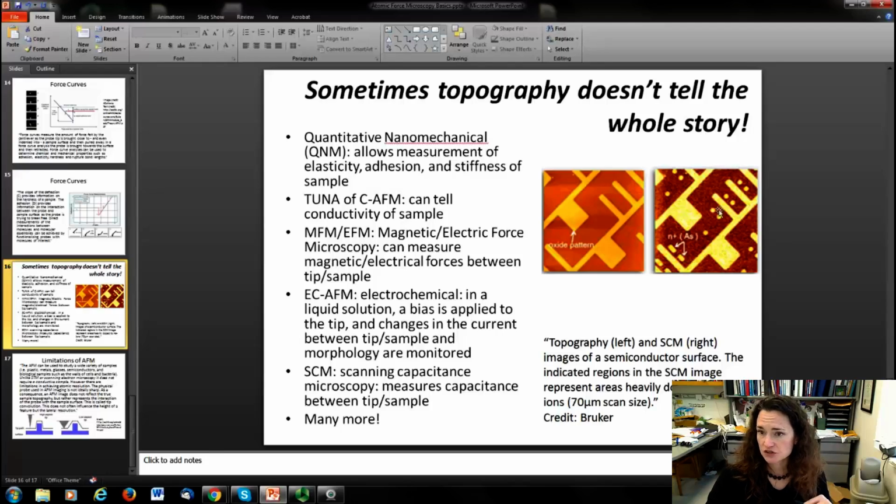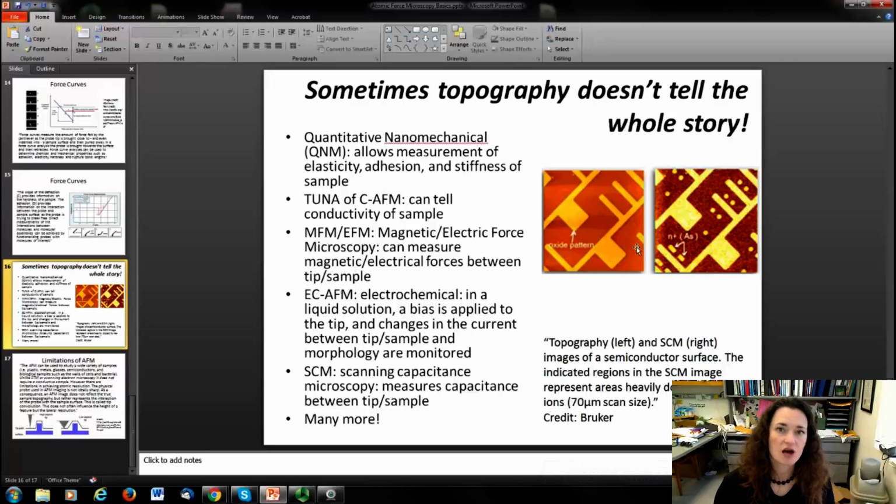Specifically, you can see these little dots, and within these dots, if you know what you're looking at, this represents areas that have been heavily doped by arsenic ions for that particular sample. And so you can see that the capacitance is different because the chemical composition of the surface is different. So that could be really useful for a lot of different applications.